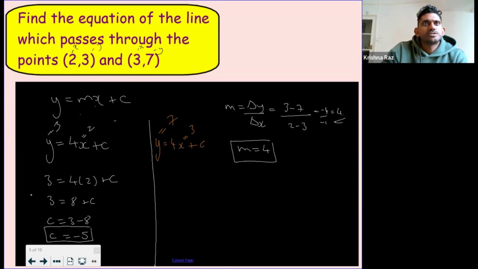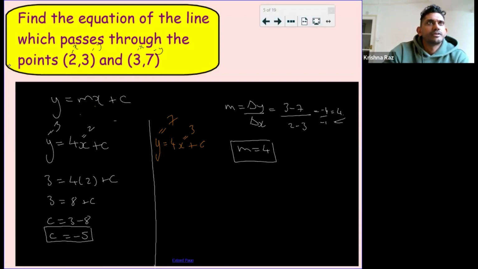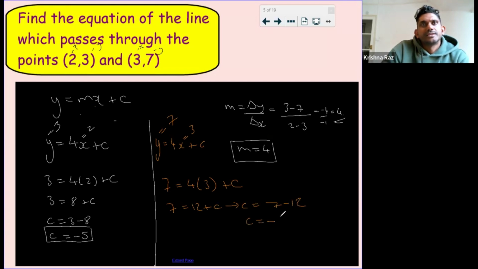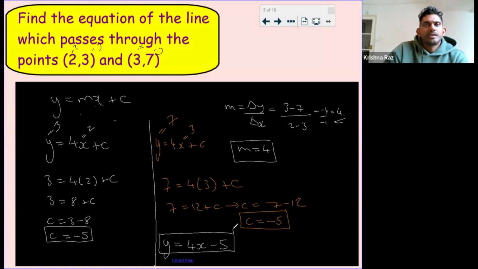Now do the one in orange. We have 7 equals 4 times 3 plus c. So 7 equals 12 plus c. So c equals 7 minus 12, which is again -5. So it doesn't matter which route we go. Either way, y is going to be equal to 4x minus 5. And that is the equation of the straight line.